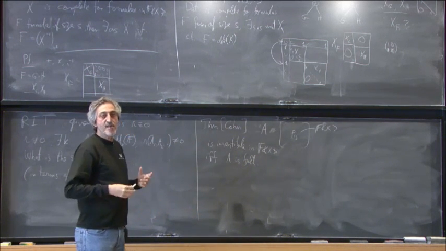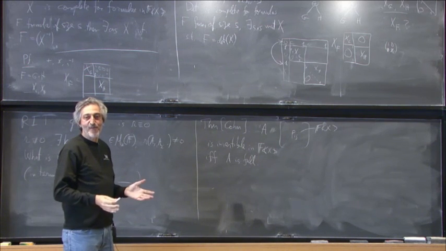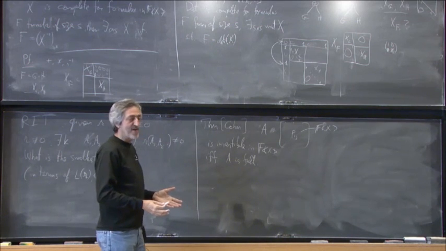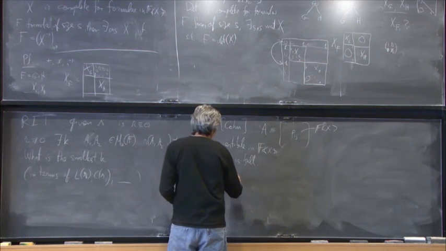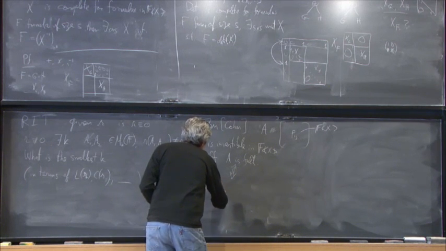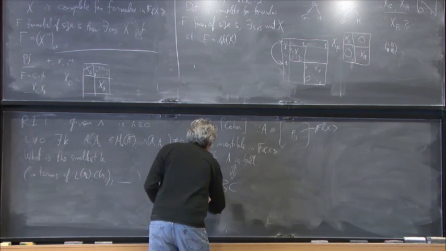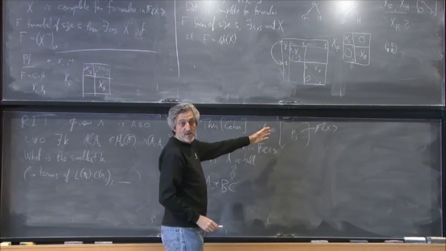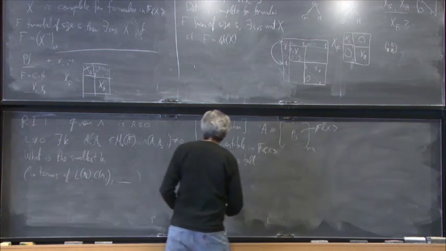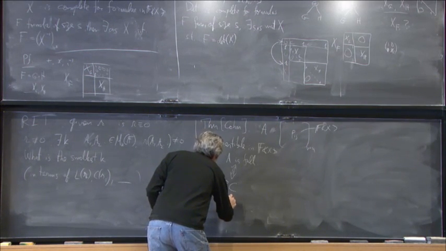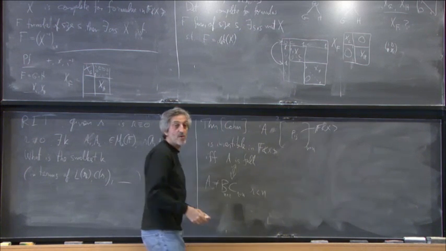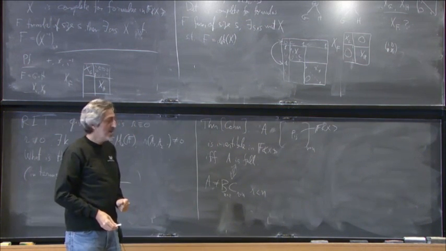What is full? You should think of full rank. But you need to define it, because rank is not defined. So this is if and only if A cannot be written as B times C, also matrices of polynomials, where A is N by N, B is N by R, and C is R by N, where R is less than N. So it just cannot be written as a product.